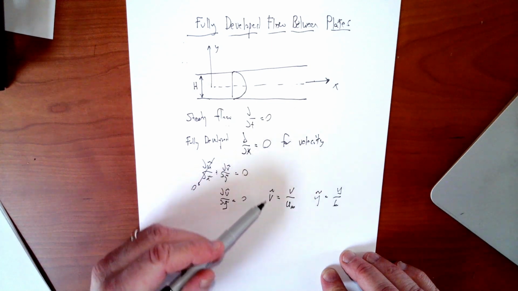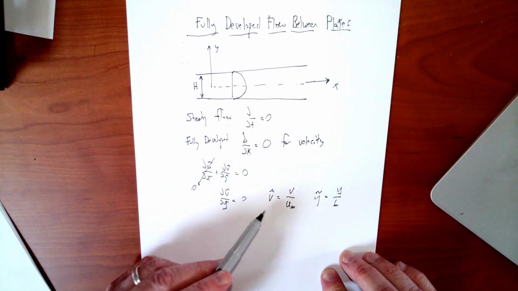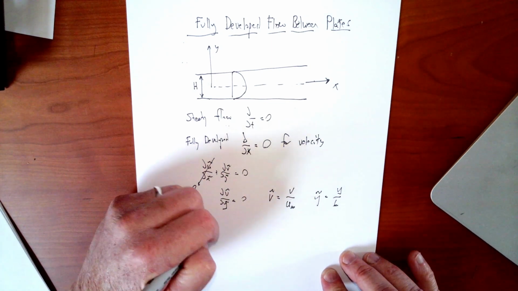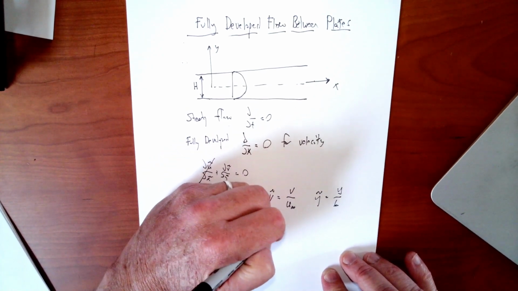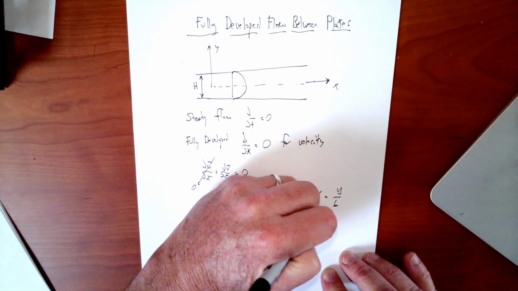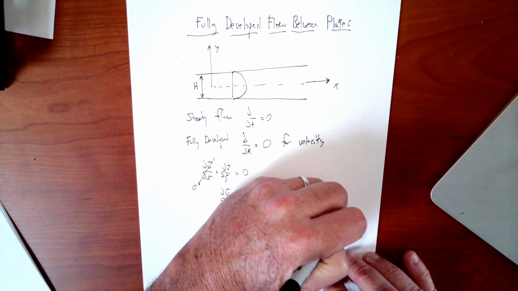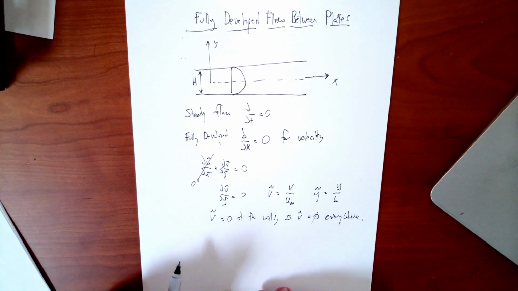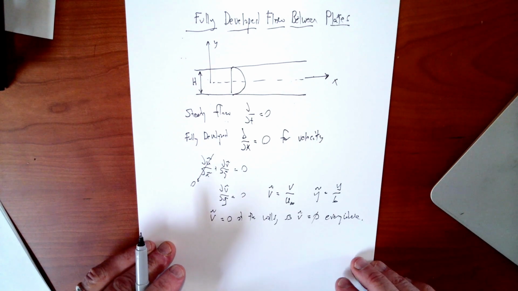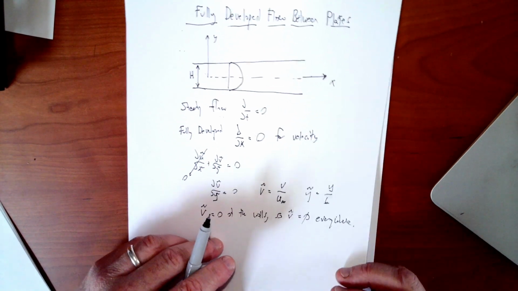And so we can say that if v is 0 anywhere, v is 0 everywhere. We know v is 0 at the walls. V tilde equals 0 at the walls. So v tilde equals 0 everywhere. Same exact thing we did when we solved this dimensionally. All right, so that's going to allow us to really simplify some things. Let's go ahead and do that.